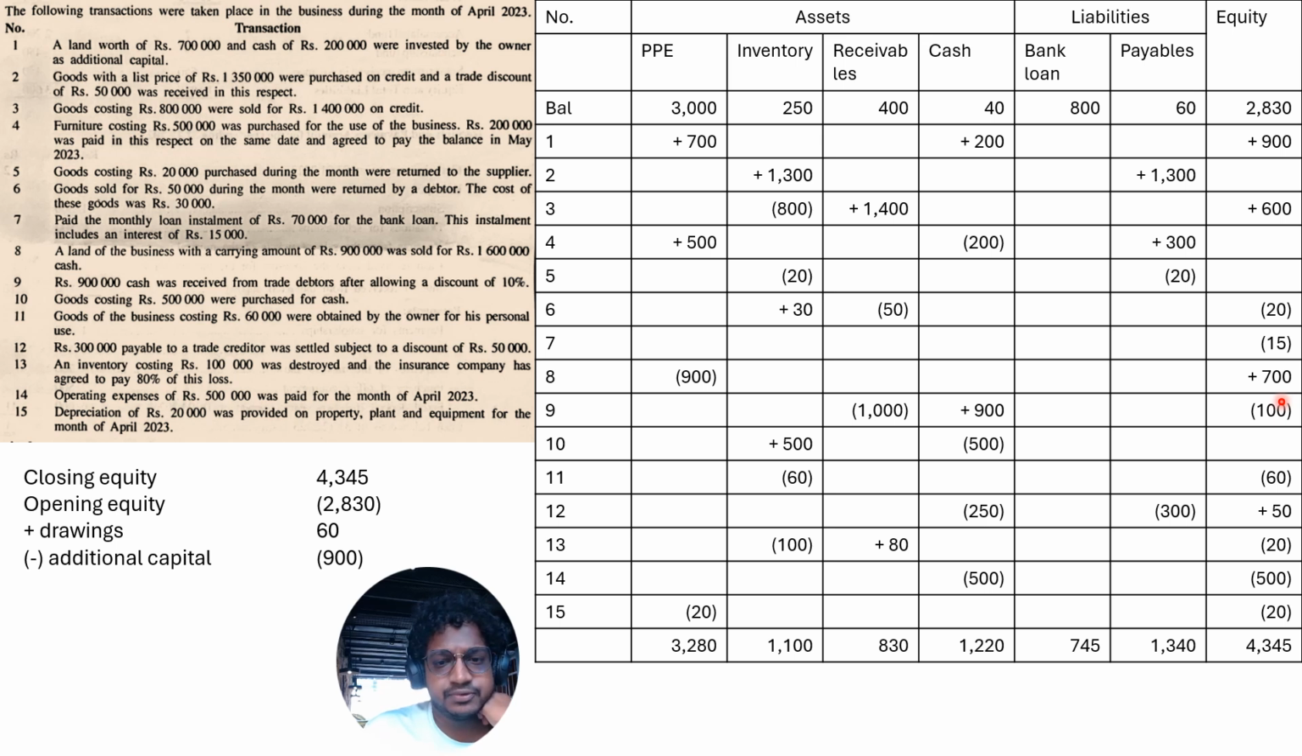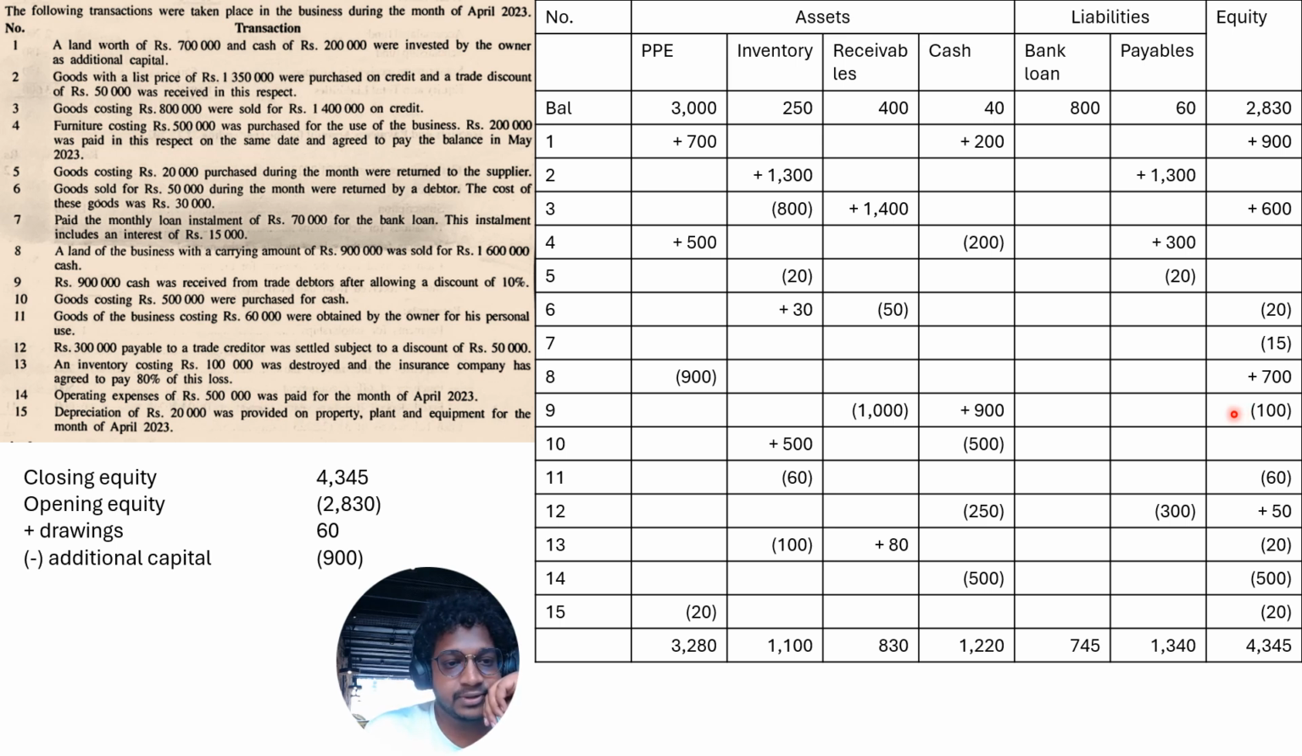Ninth one, 900,000 cash was received from trade debtors, subject to a 10% discount. So 900,000 is the amount that you receive from the debtors, which is equal to 90%. So cash increases by 900, and the debtors should decrease by 1,000, and that discount allowed is an expense for you. So that amount you should deduct from the income.